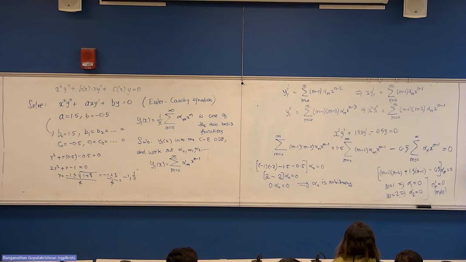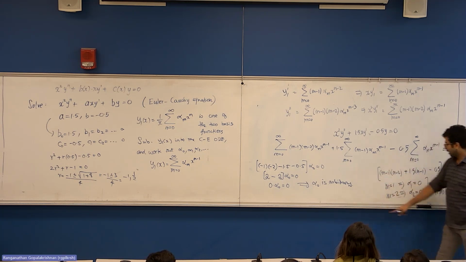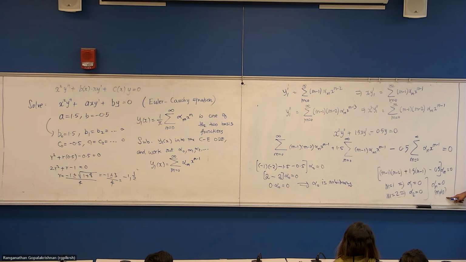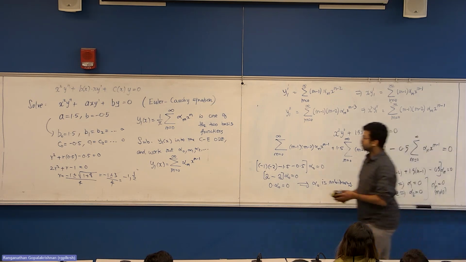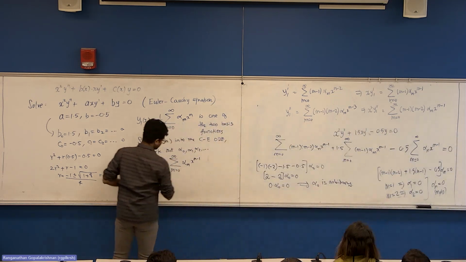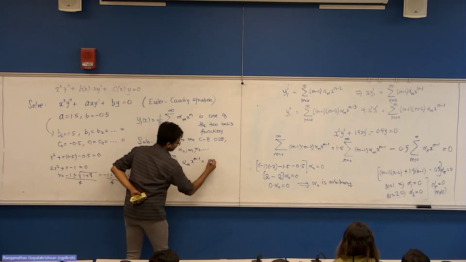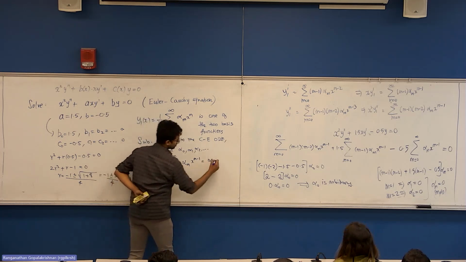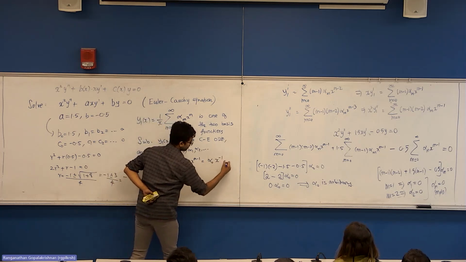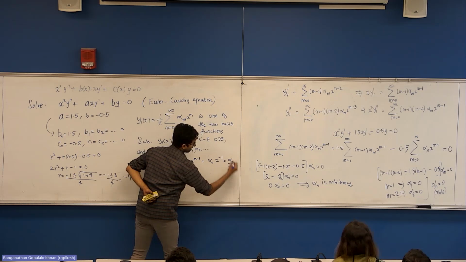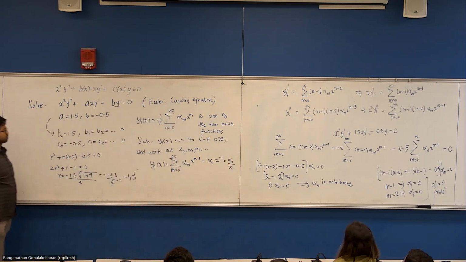All right. So, what is your conclusion here? Alpha naught is arbitrary, and everything else is 0. Okay. So this solution really reduces down to alpha naught times x power minus 1, or alpha naught divided by x.